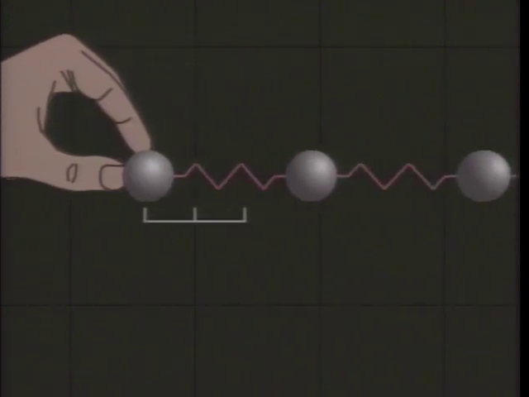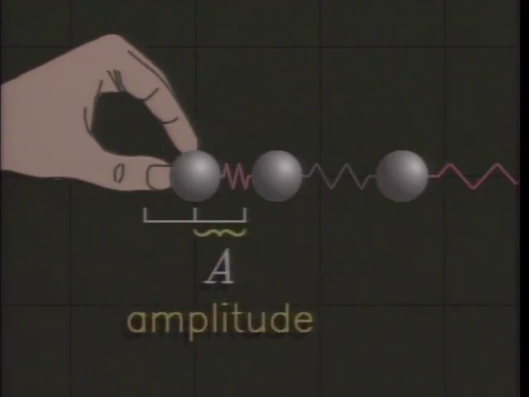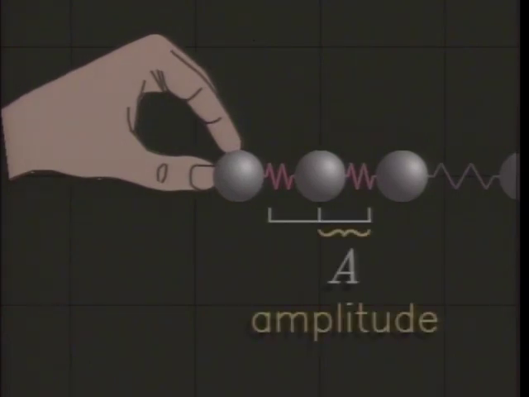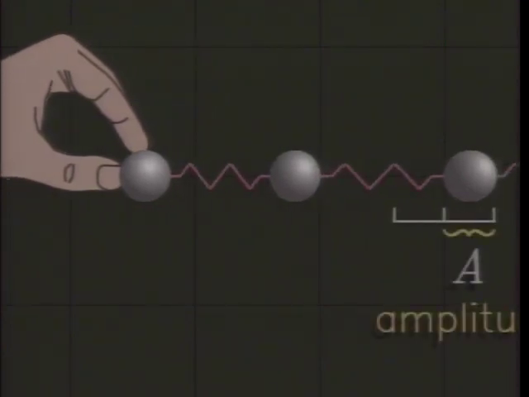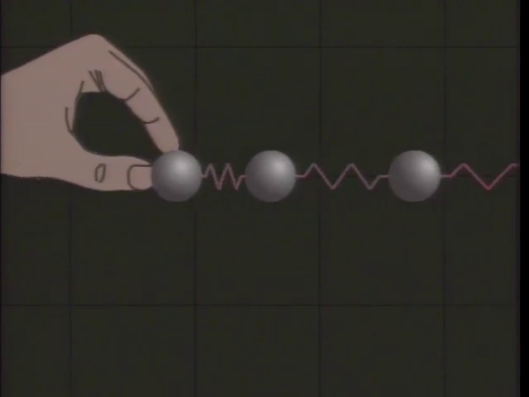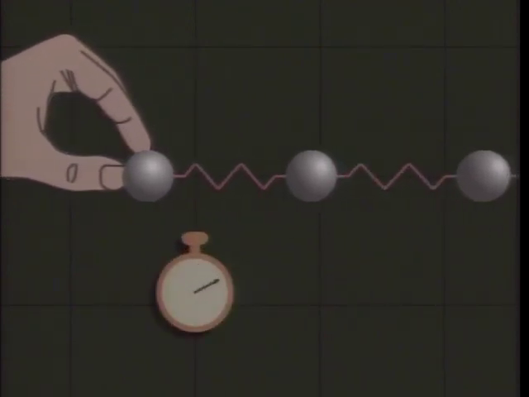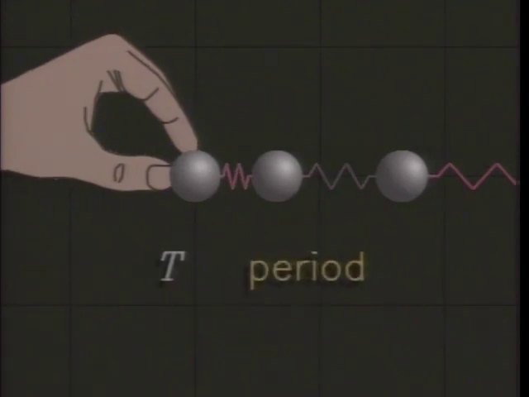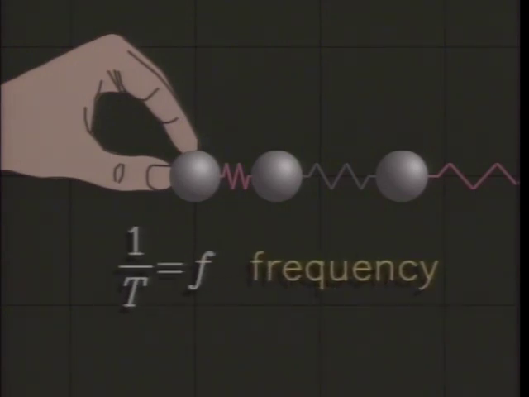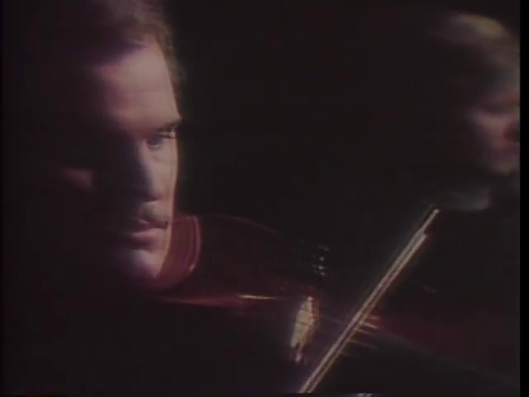Each wave has an amplitude, the size of the disturbance, which is preserved as the wave moves along. It also has a definite time for each complete cycle, called the period. The inverse of the period is called the frequency. The tone of music depends on its frequency. The higher the frequency, the higher the tone or pitch of the sound. And the loudness of music depends on the amplitude.